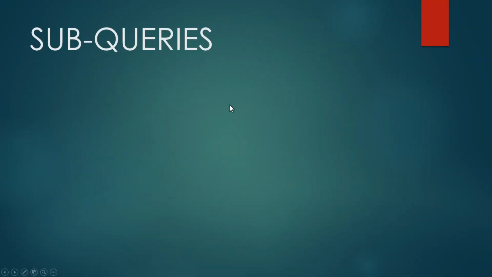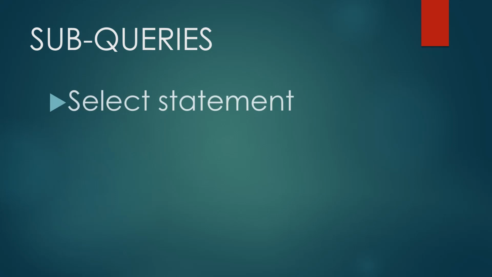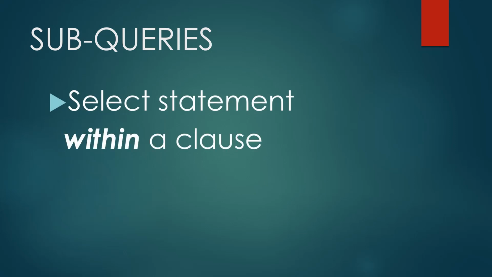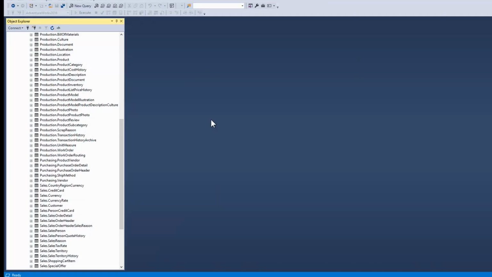So we're going to come to a feature in SQL which I don't use a great deal. It has its place, and they're called subqueries. Now, a subquery is basically a select statement that is embedded within a clause. Now, that probably sounds a little confusing, but we'll look at some practical examples. So I'm going to start off doing a straight query from our good old friend production.product.